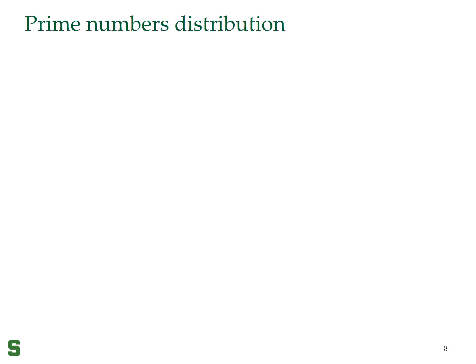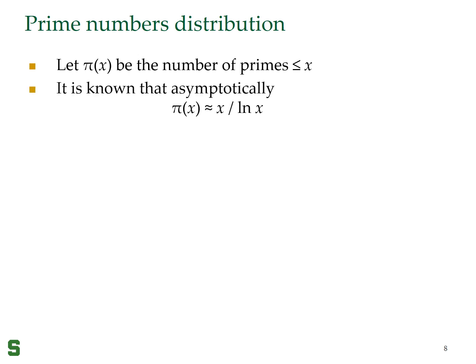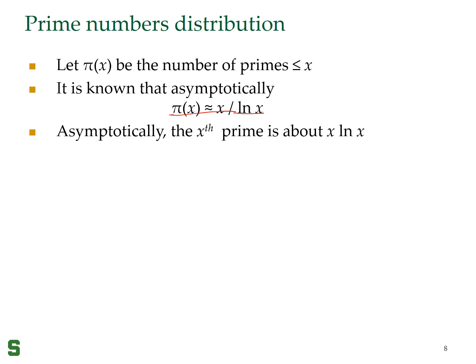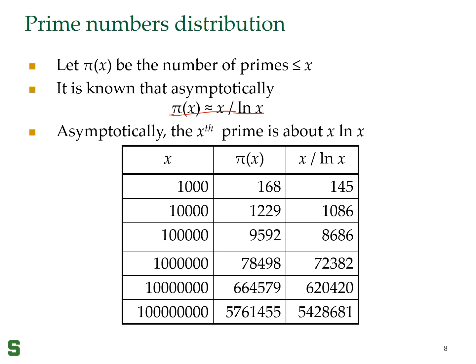It turns out that not only are there infinitely many primes, there is quite a large number of primes. If we denote pi of x to be the number of primes that are less than or equal to x, then what we know is pi of x is roughly equal to x divided by ln of x. We're not going to get into the proof of this. The proof is fairly complicated, but we can observe this with different values of x.